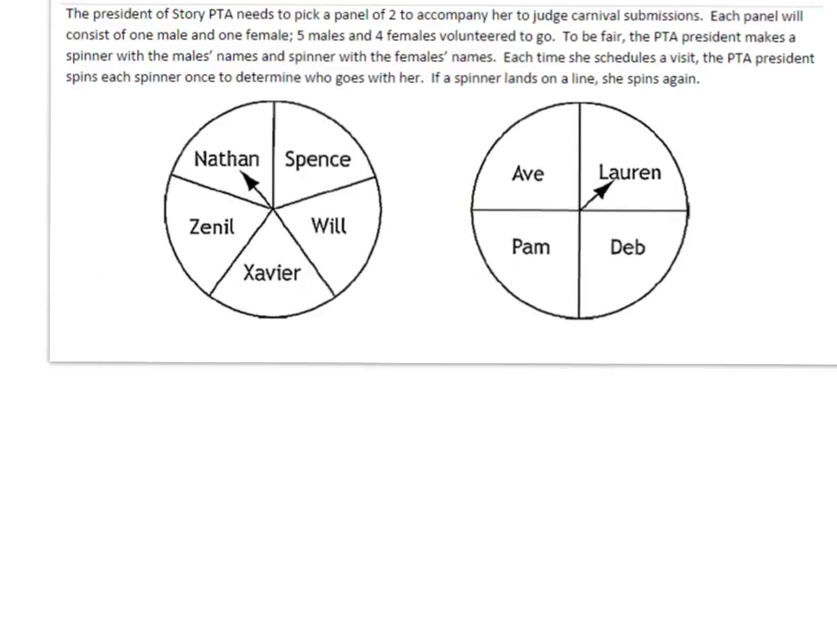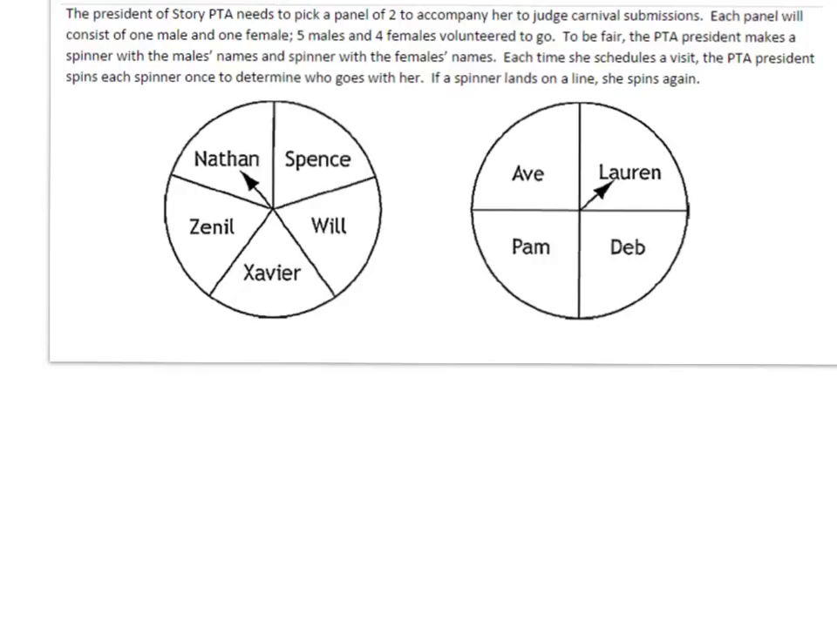Okay, our next one says the president of Story PTA needs to pick a panel of 2 to accompany her to judge carnival submissions. Each panel will consist of 1 male and 1 female. 5 males and 4 females volunteered to go. To be fair, the PTA president makes a spinner with the males' names and a spinner with the females' names. Each time she schedules a visit, the PTA president spins each spinner once to determine who goes with her. If a spinner lands on a line, she spins again.